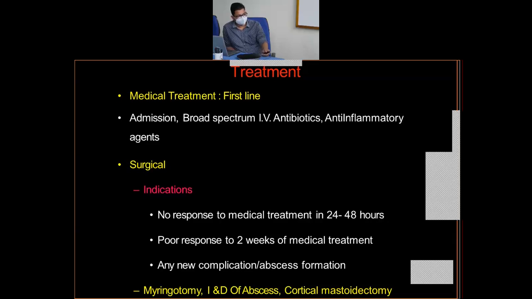So what is the surgery? Incision and drainage of the abscess and cortical mastoidectomy. First of all, you have to drain the abscess, wherever there is abscess. And you also have to do cortical mastoidectomy to remove the main cause of that abscess. Wherever there is collection in the mastoid antrum, you have to remove that part, along with draining the abscess.